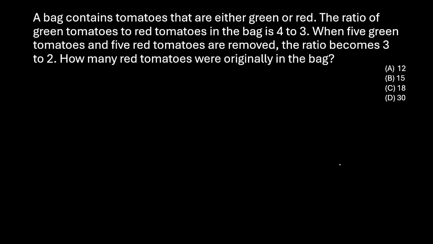A bag contains tomatoes that are either green or red. The ratio of green tomatoes to the red tomatoes in the bag is 4 to 3. When 5 green tomatoes and 5 red tomatoes are removed, the ratio becomes 3 to 2. How many red tomatoes were originally in the bag?